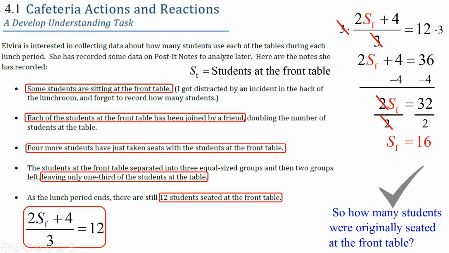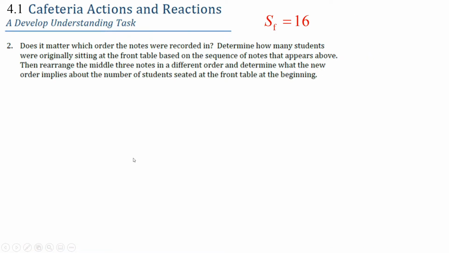Okay, now, number 2. Does it matter which order the notes were recorded in? Determine how many students were originally sitting at the front table based on the sequence of notes that appears above. Then rearrange the middle 3 notes in a different order and determine what the new order implies about the number of students seated at the front table at the beginning. So we already did the first part.